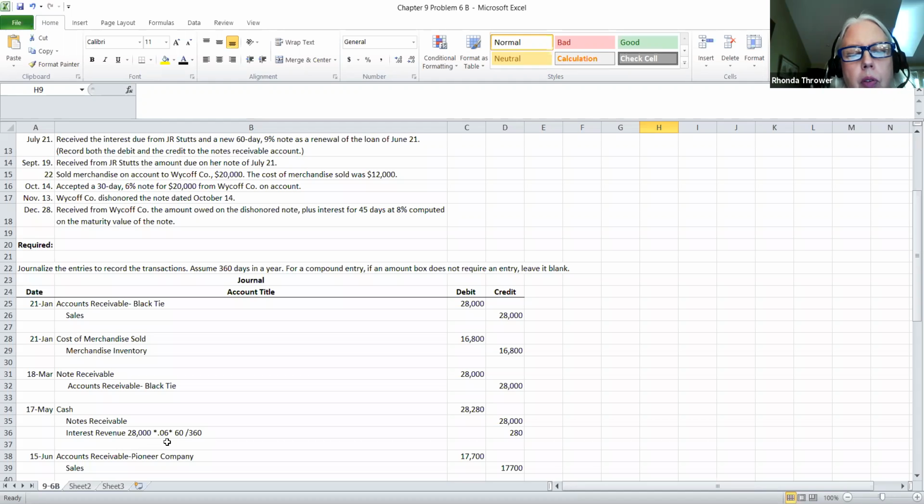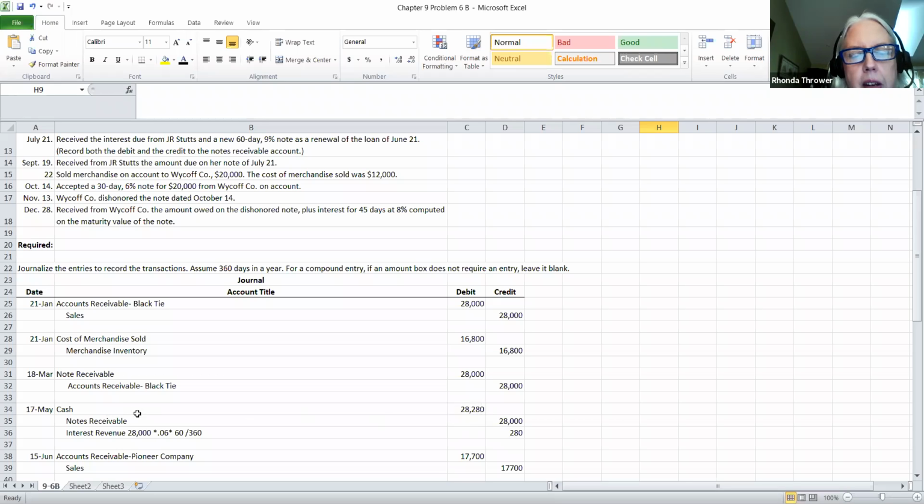So $28,000 times 6% annual interest rate times 60 days, the term of the note, divided by 360 will give you $280. So $280 is the interest revenue that we are going to be receiving in this transaction. It's revenue to us, so we have to credit it to increase the revenue account. What the company is going to receive in cash is what we refer to as the maturity value of this note. The maturity value of the note is the face of the note, which in this case was $28,000, plus the interest that we've earned off of this note. So $28,000 plus $280 is the maturity value of this note.